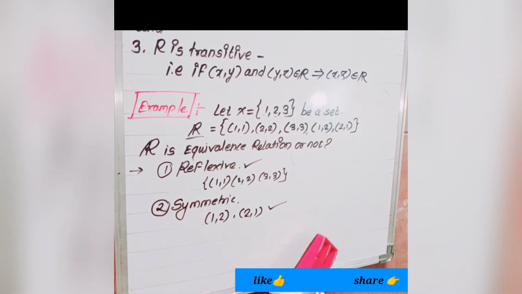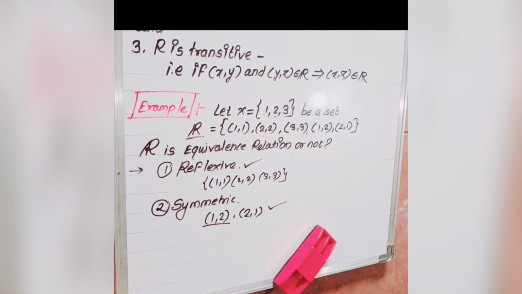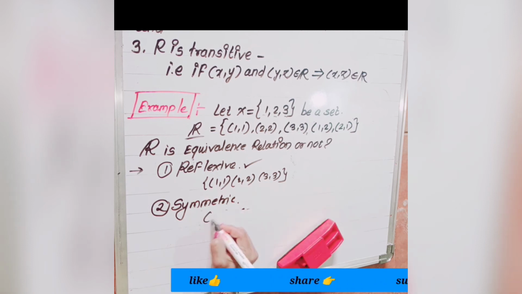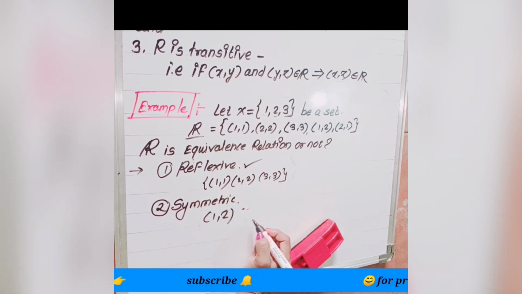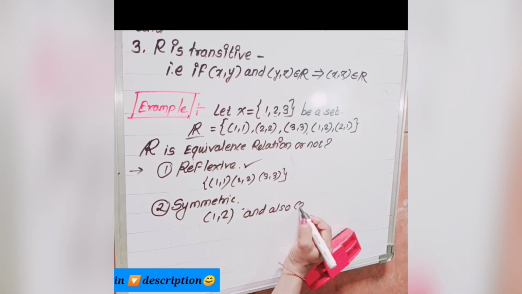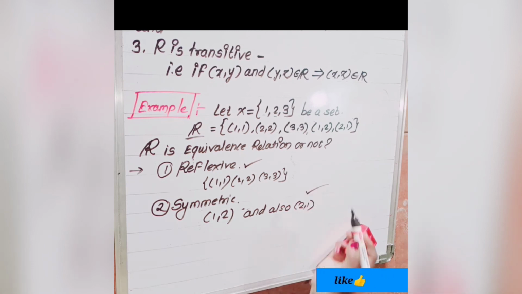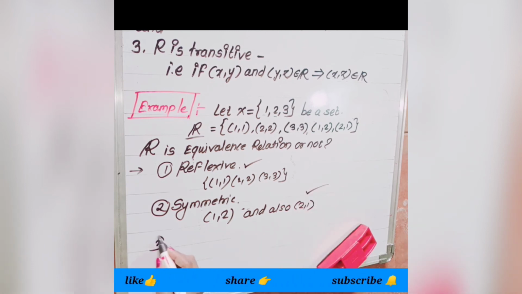By the property of a symmetric relation, if the ordered pair (x, y) belongs to R, then the ordered pair (y, x) must belong to R. So here the ordered pair (1,2) is present, and also (2,1) is here. So it satisfies the property of a symmetric relation. This relation is a symmetric relation.